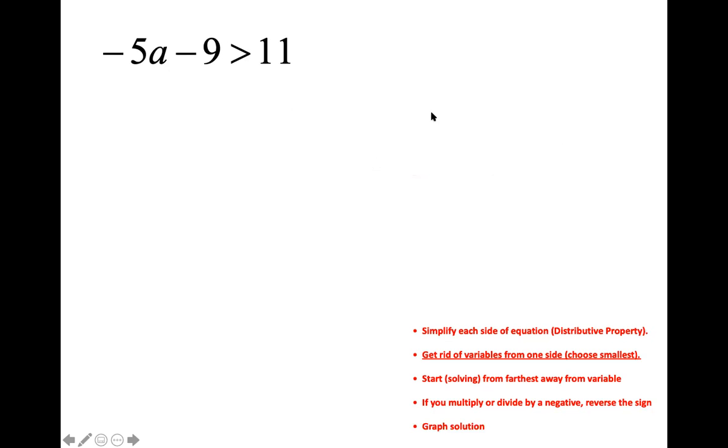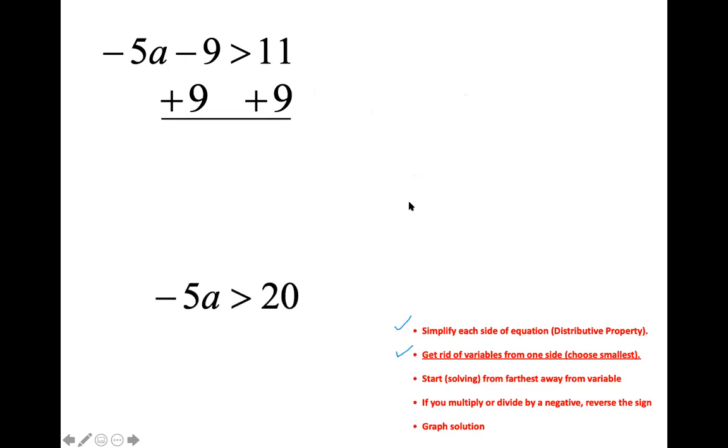All right, so what does it say? Let's see, is there any distributive property involved? Nope, no distributive property, so I'm done with that step. Are there any variables on both sides? Nope, there's only on one side. So we get rid of addition and subtraction next. So to get rid of a -9, we add 9 to both sides, 11 plus 9 is 20.